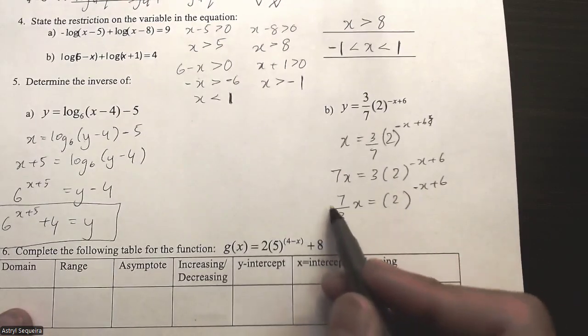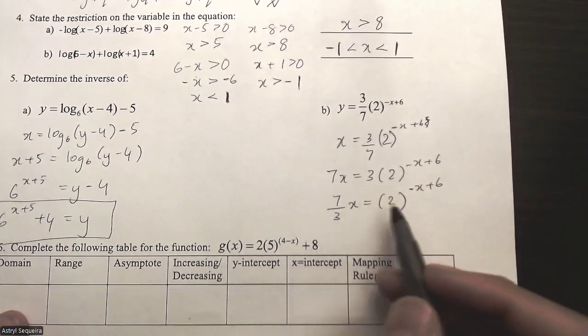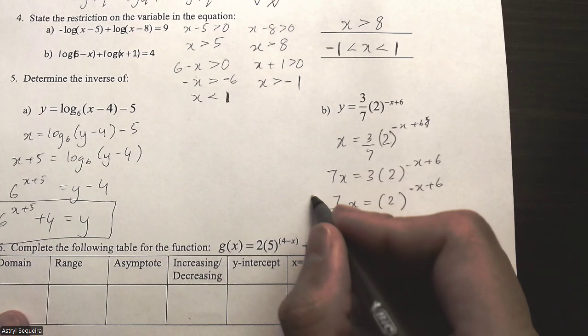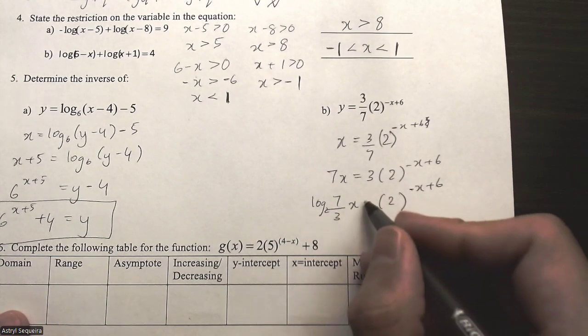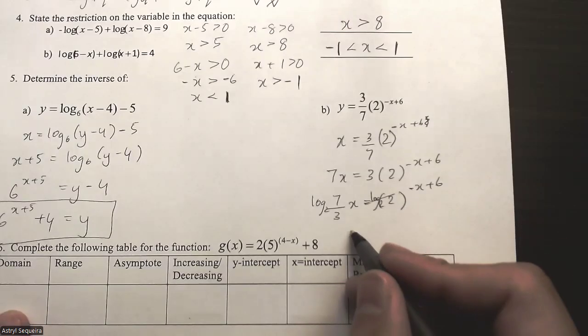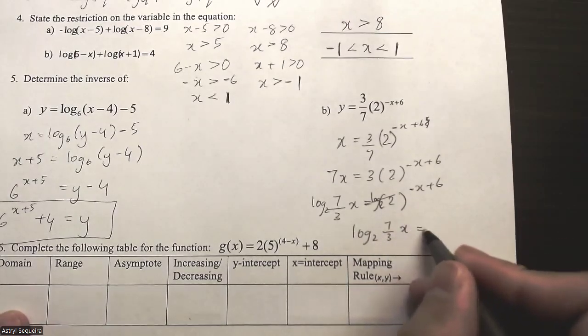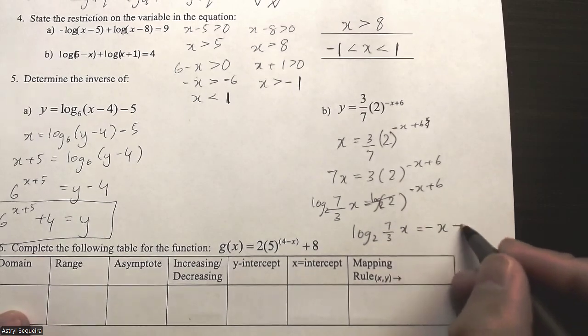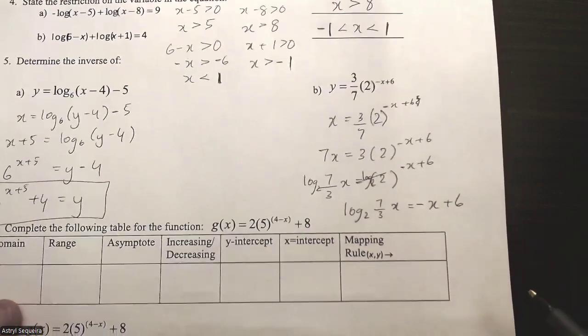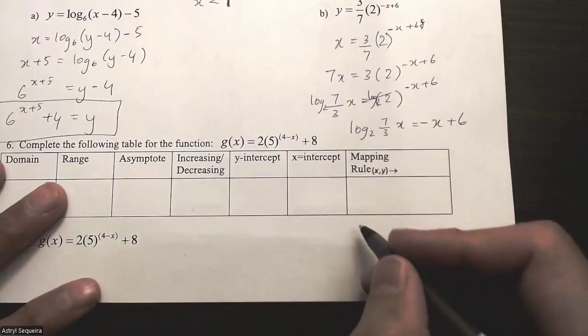Then I'll move the 2 over. When I move the 2 over, I have to log base 2 on both sides basically to get rid of this. So that cancels there. So log base 2, 7 over 3x equals -x plus 6. And then I'll continue down over here.